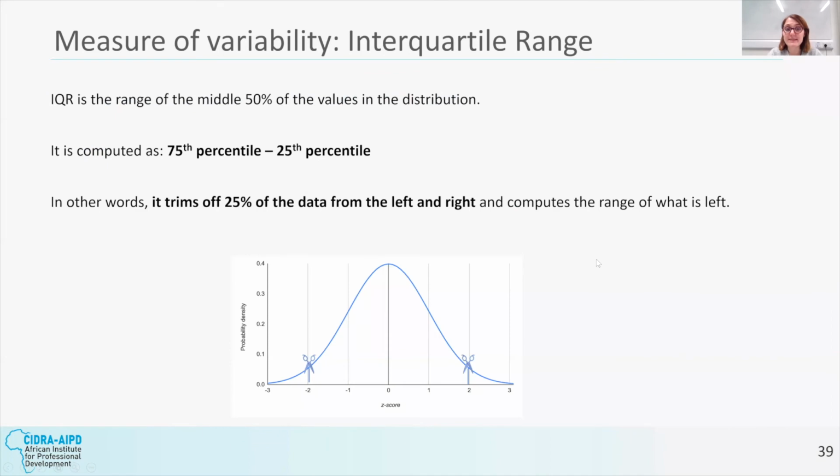A very good way to deal with extreme values when computing variability is using as a measure of dispersion the interquartile range. The interquartile range is basically the range in the middle 50% of our distribution. It is computed as the 75th percentile minus the 25th percentile. So basically, if we look at the figure here, what we do is trim out the 25% on each side of the distribution, and we take just the 50% in the middle. So the interquartile range will be represented by this area here.